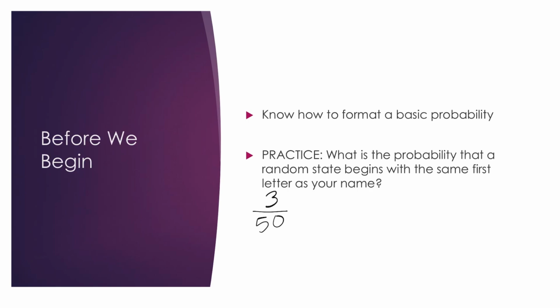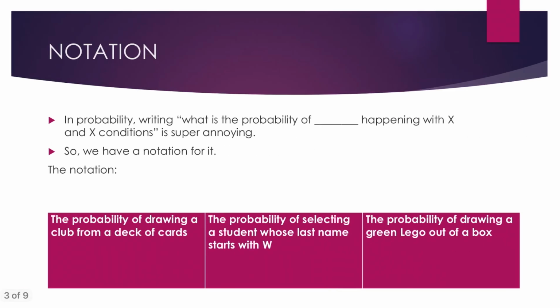Because it's the number of successes. So let me write that number, successes, over the number of possibilities. And remember, successes in probability doesn't mean something good. It means what we're looking for. In this case, it doesn't mean that a state that starts with C is better than any other state, right? It just means that's what I was looking for.